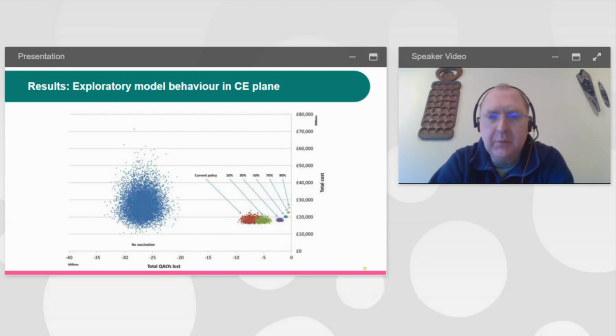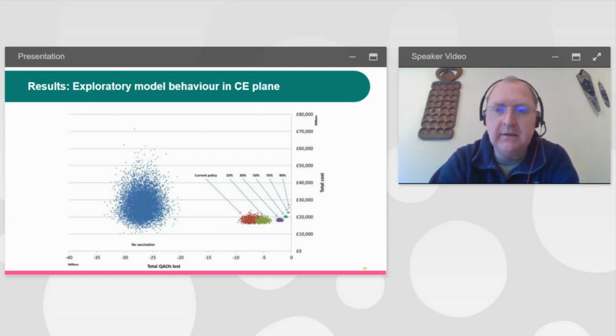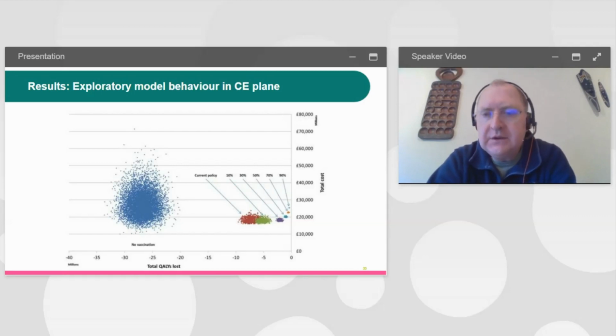And you can see the big sort of shotgun region on the left, a sort of blue cloud, is a scenario in which we simulated no vaccination at all. So if we removed all vaccination. The sort of brown cloud is what was then the current policy, so that was vaccinating the elderly and at risk. And then you can see clouds for each of the increasing vaccine coverage within 2 to 18-year-olds.